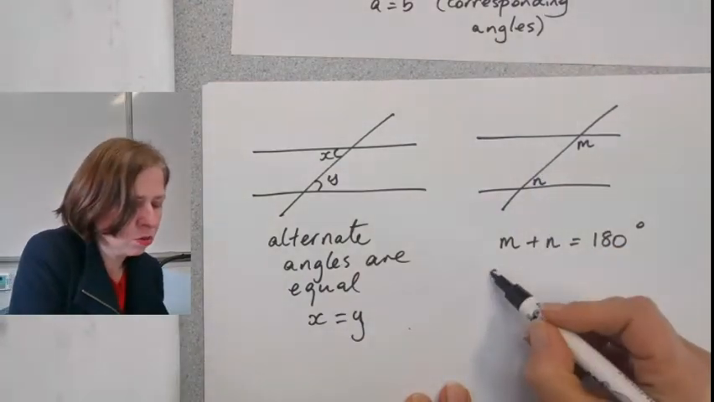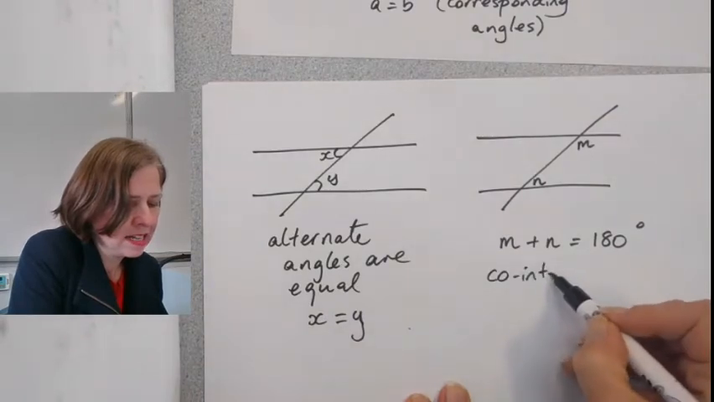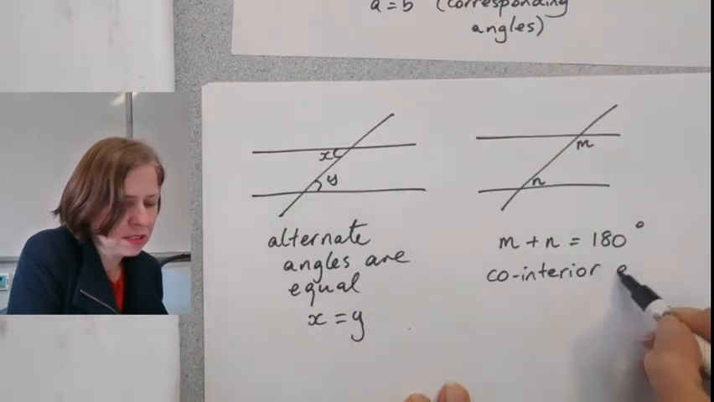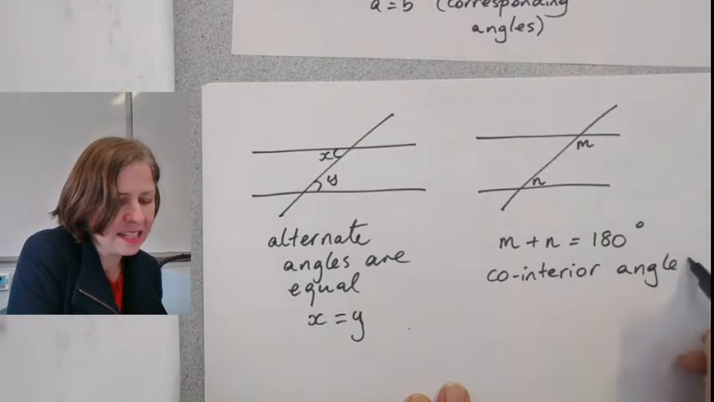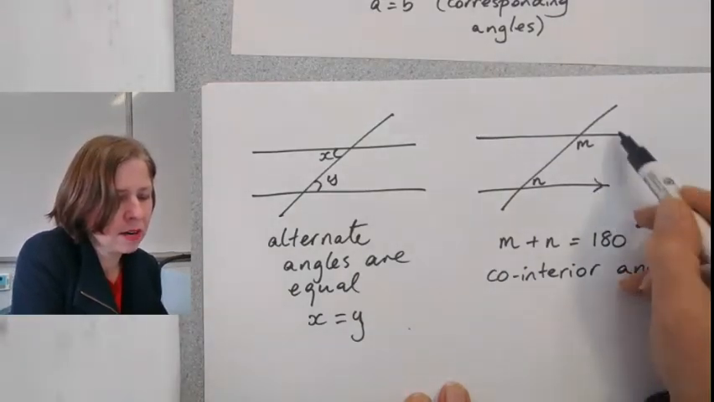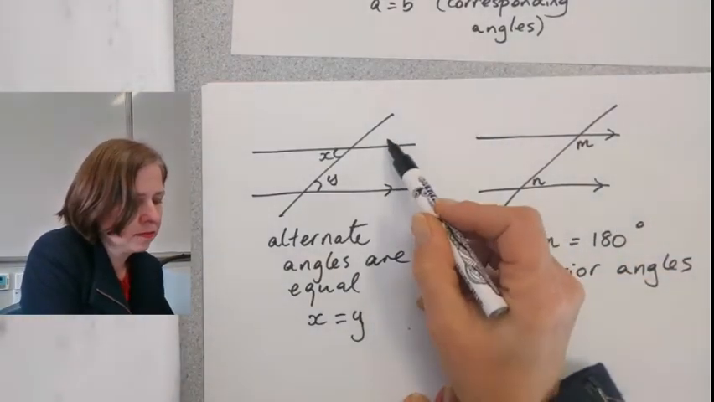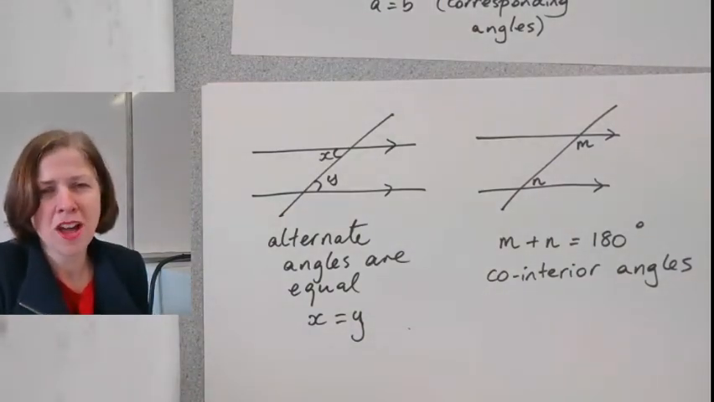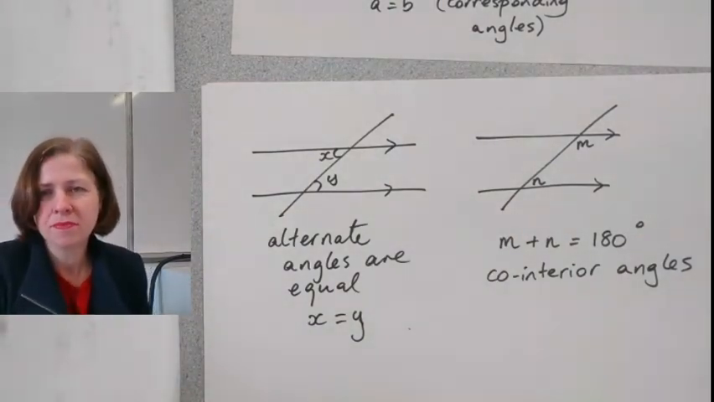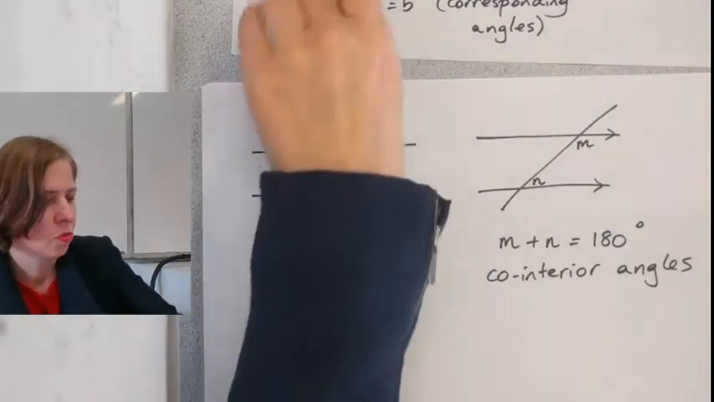And these are called co-interior angles. Interior because they're both inside the parallel lines. They're the parallel lines there. Okay, co because they're inside together. They're both inside.